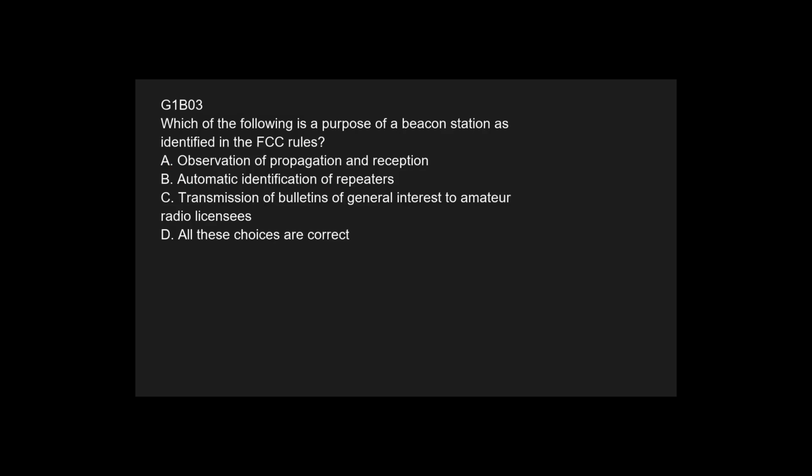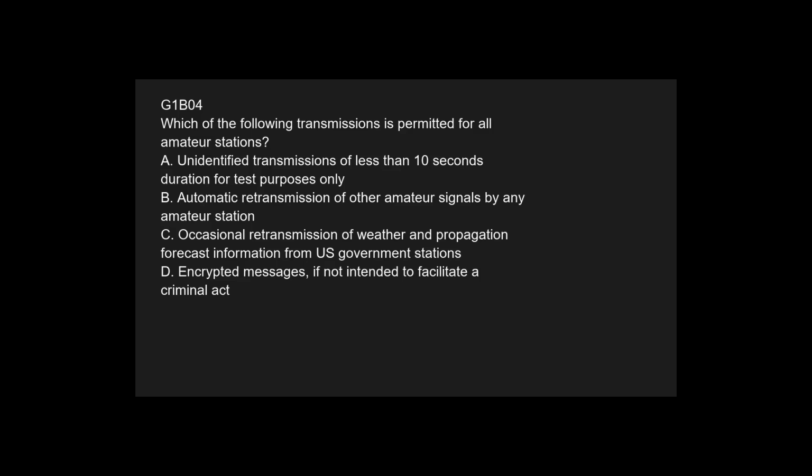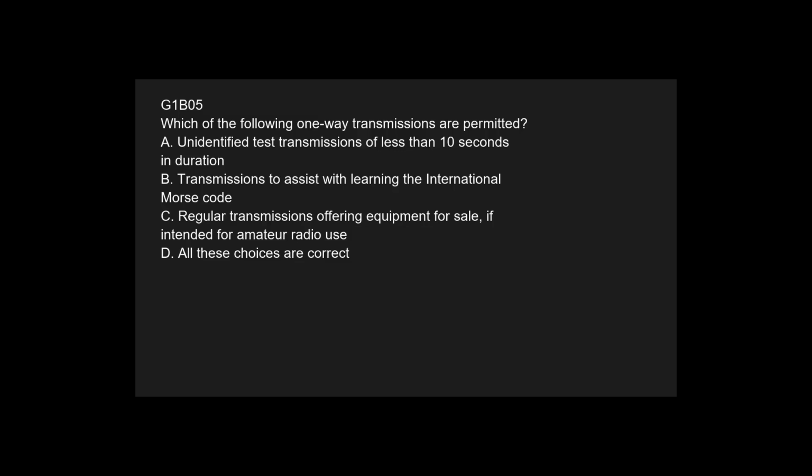Question: which of the following is a purpose of a beacon station as identified in the FCC rules? The correct answer is A. Observation of propagation and reception. Question: which of the following transmissions is permitted for all amateur stations? The correct answer is C. Occasional retransmission of weather and propagation forecast information from U.S. government stations. Question: which of the following one-way transmissions are permitted? The correct answer is B. Transmissions to assist with learning the International Morse code.